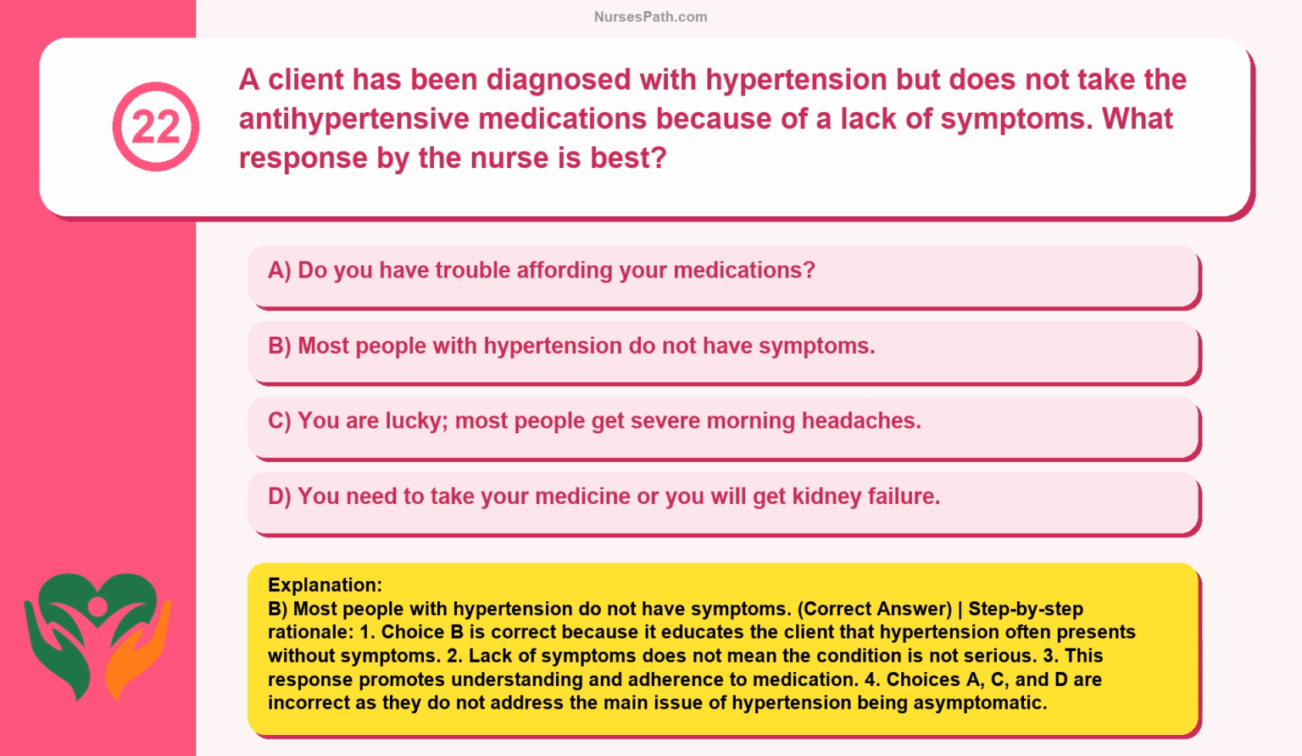B. Most people with hypertension do not have symptoms. Correct answer. Step-by-step rationale. 1. Choice B is correct because it educates the client that hypertension often presents without symptoms. 2. Lack of symptoms does not mean the condition is not serious. 3. This response promotes understanding and adherence to medication. 4. Choices A, C, and D are incorrect as they do not address the main issue of hypertension being asymptomatic.